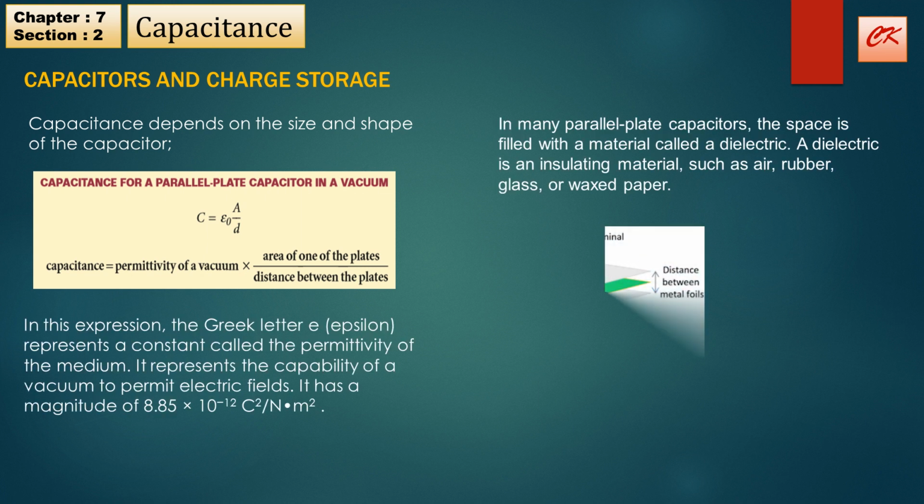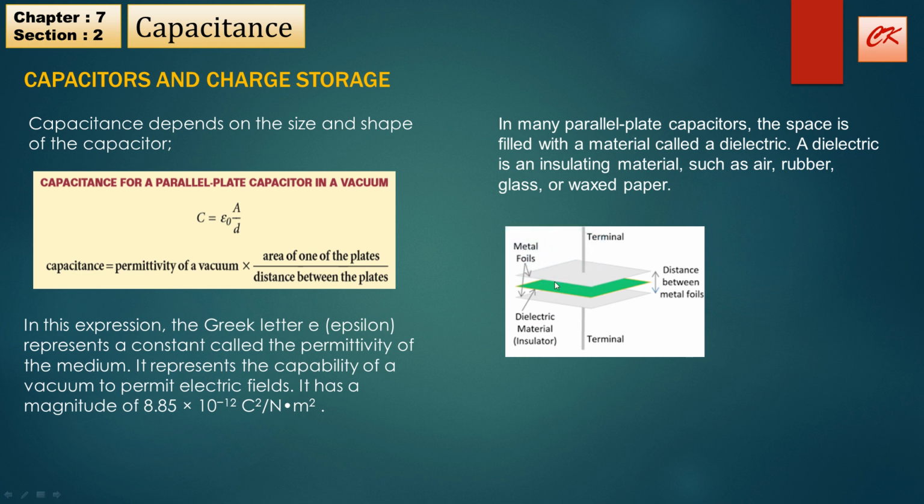Let's see a plate capacitor here. As you see, there are two plates. A is the surface area of the plate. If we use a big area, it means we can store more charge, so capacitance depends on this area. Second, d is the distance between two foils or two plates. Capacitance is inversely proportional to d. If we increase d, the effect of the plates decreases. So when d increases, capacitance will decrease.